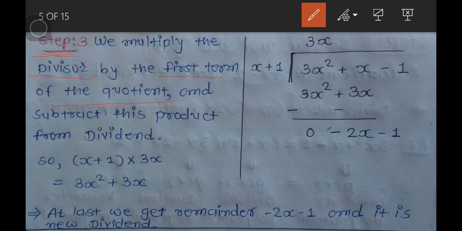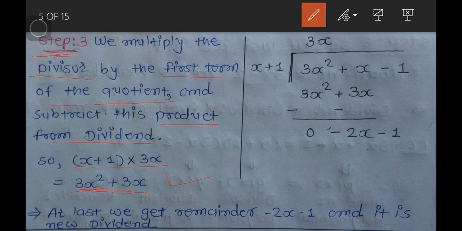After that, we subtract this product from our dividend. What is our dividend? P of x, that is 3x square plus x minus 1. First we multiply our divisor by the first term of the quotient, that is x plus 1 multiplied by 3x. Multiplying x by 3x gives 3x square, and plus 3x. Now we subtract this product from our dividend. Now look at our right side, where we put it in our division algorithm.